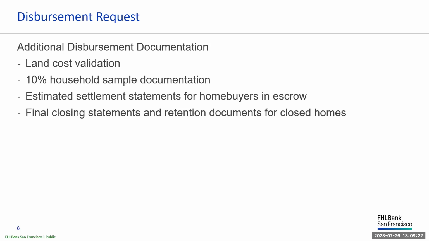An estimated settlement statement must be provided for all home buyers currently in escrow. The bank also requires documentation for all previously closed escrows, including the final settlement statement, documentation for sources paid outside of closing, and final AHP retention document, which includes the AHP note and recorded deed of trust with the AHP rider.